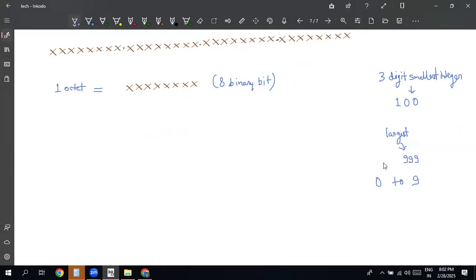But what if I convert this calculation to binaries? What would be the 3-digit smallest binary number? Then definitely it would be 000, because in computers, 0 itself is a value. Similarly, the 3-digit largest binary number would be 111, because a binary number only has 0 and 1. In the same manner, now I'm going to identify what exactly an octet gives me as a value, for which binary to decimal conversion is something that we need to learn.